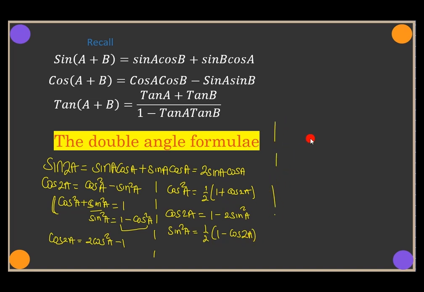And if A is equal to B in the tan formula, I have that tangent of 2A is equal to 2 times tangent of A divided by 1 minus tan squared A.